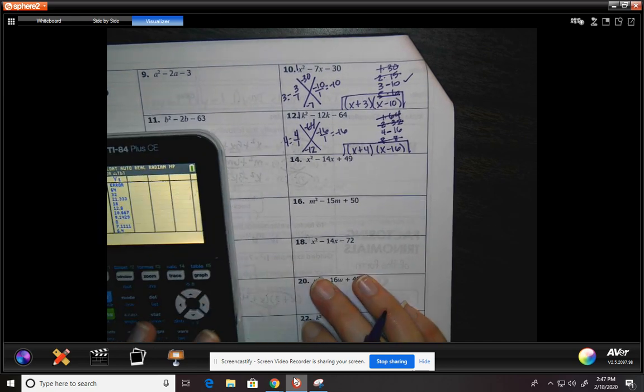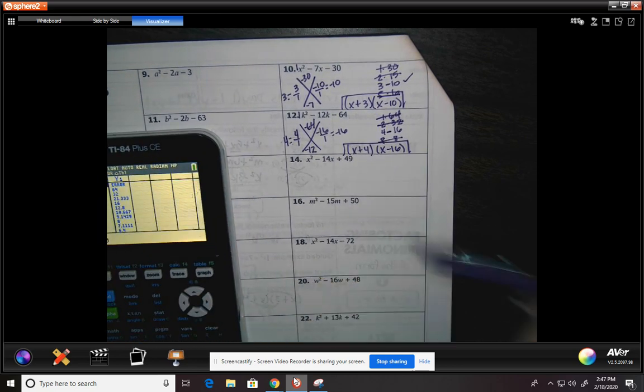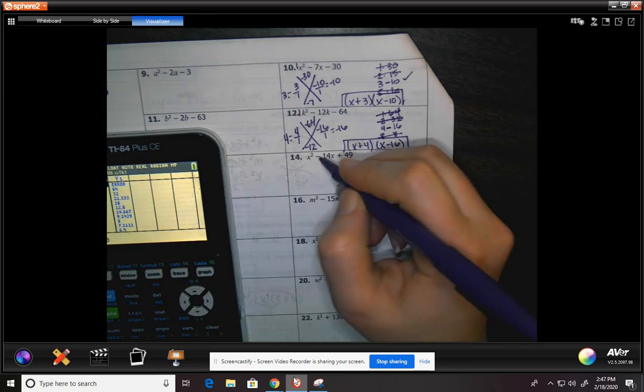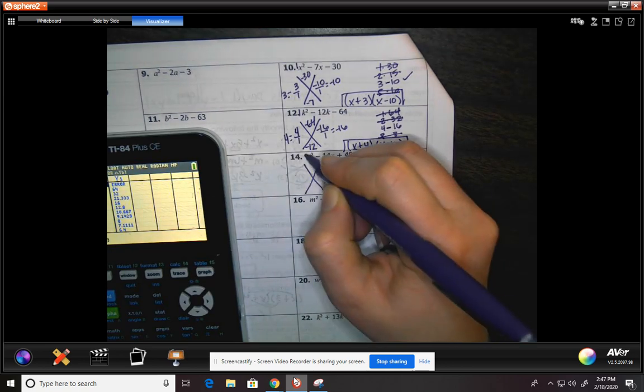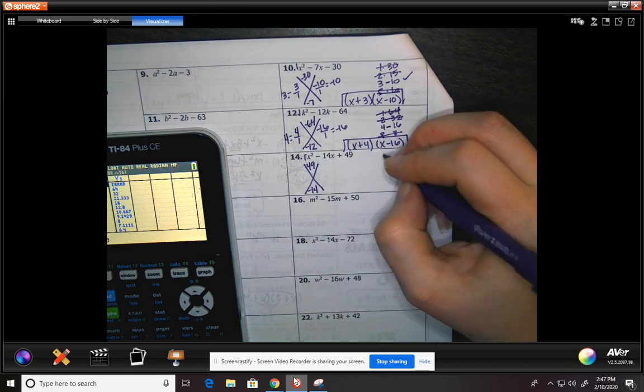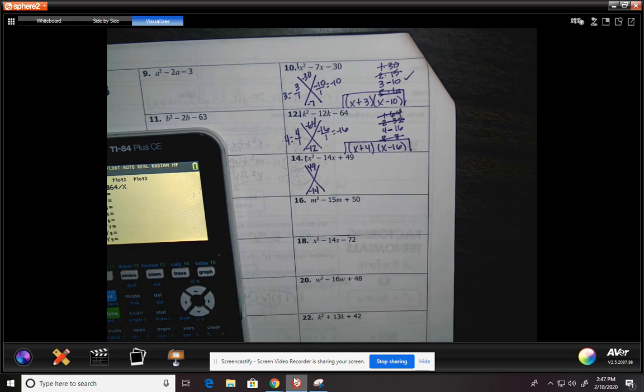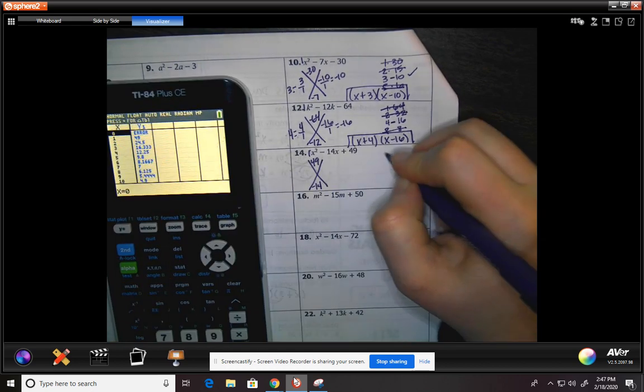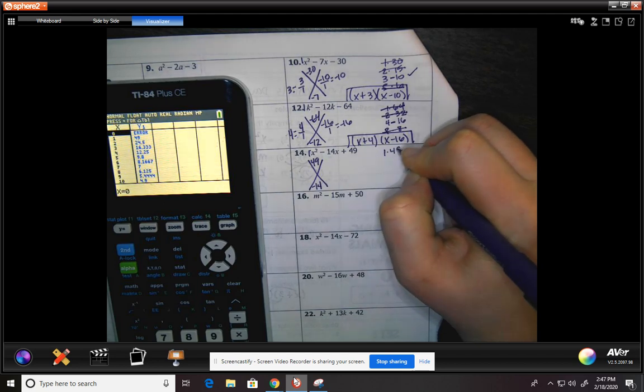Okay, for set 4, again, one more sign change, probably one of the trickier ones. Okay, I'm going to do 1 times 49, which is 49, and my sum has to be negative 14. Okay, so multiples of 49, I'll put it in over here for you to see if you want to see it. You've got 1 and 49, and you have 7 and 7. Those are the only multiples of 49.